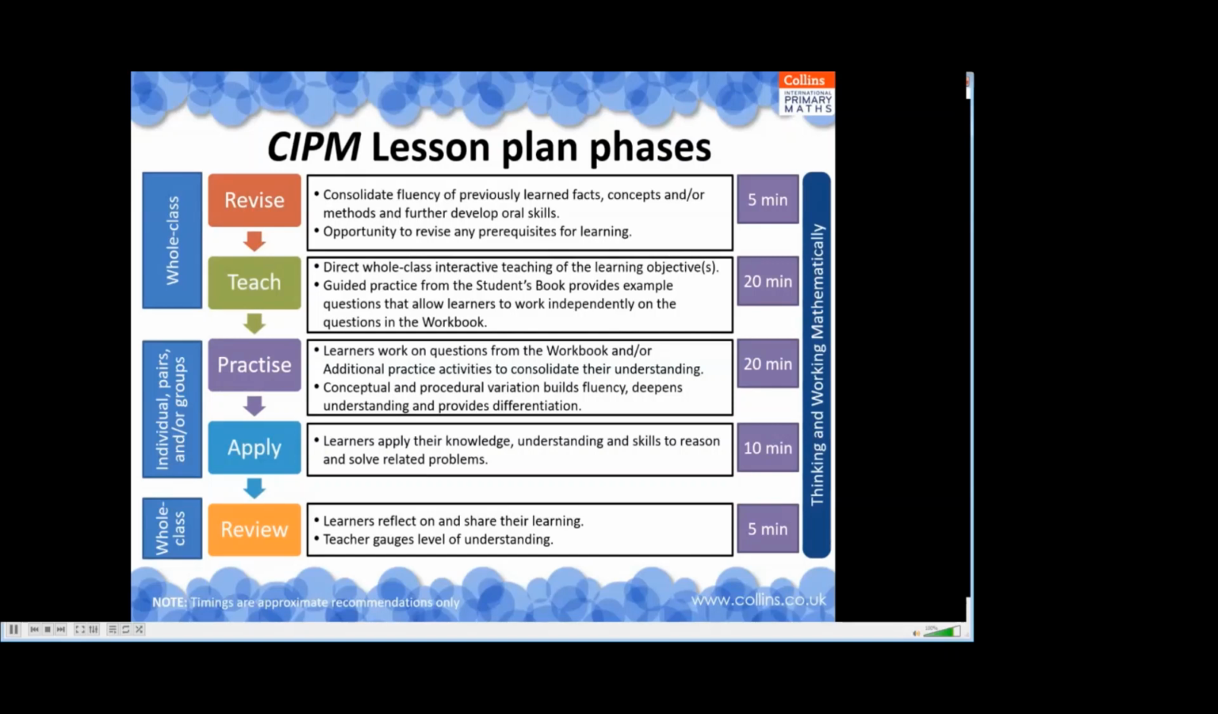Immediately following practice, learners apply. They apply their knowledge, understanding, and skills to reason and solve related problems. The lesson concludes with bringing together the whole class for a 5-minute review, where learners reflect and share their learning, and provides an opportunity for teachers to gauge the level of understanding. Underpinning each phase of the lesson is the development of the thinking and working mathematically characteristics.